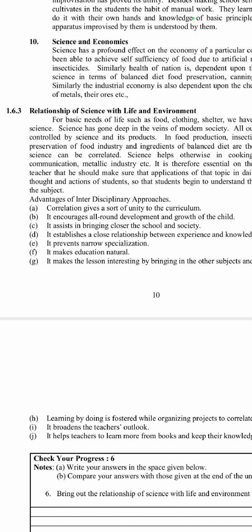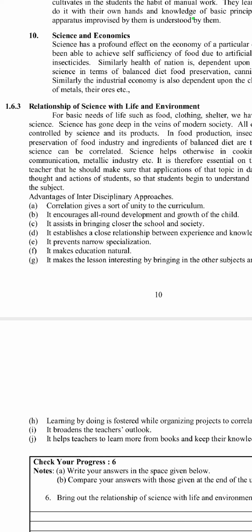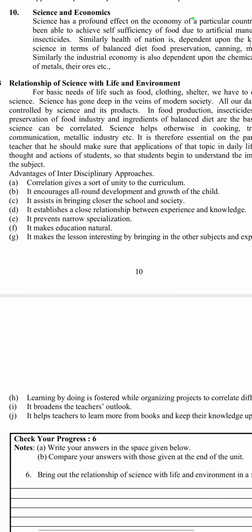Next, it establishes a close relationship between experience and knowledge. Of course, as we all know, when we say science, it is not only about knowledge, it is also based on experience, not only by the person but also by other persons that give contribution in a certain field or in science. So that is the explanation why there is an advantage in establishing a close relationship between experience and knowledge.